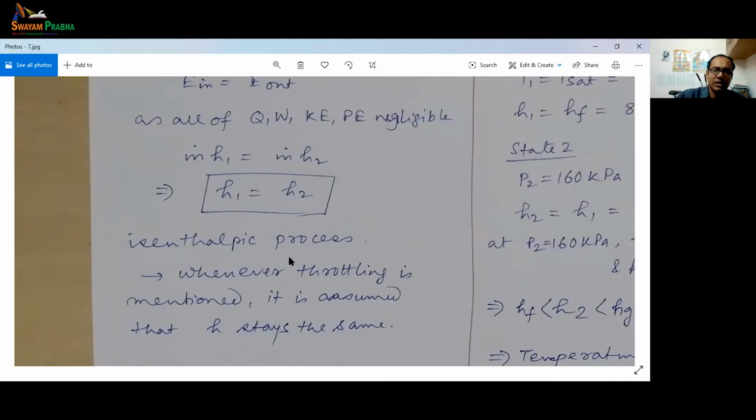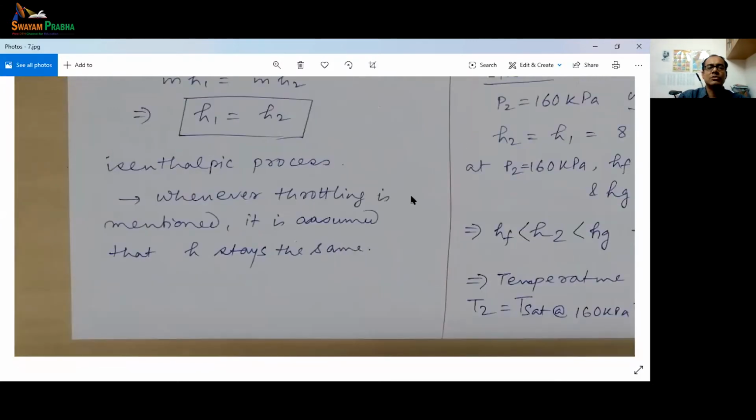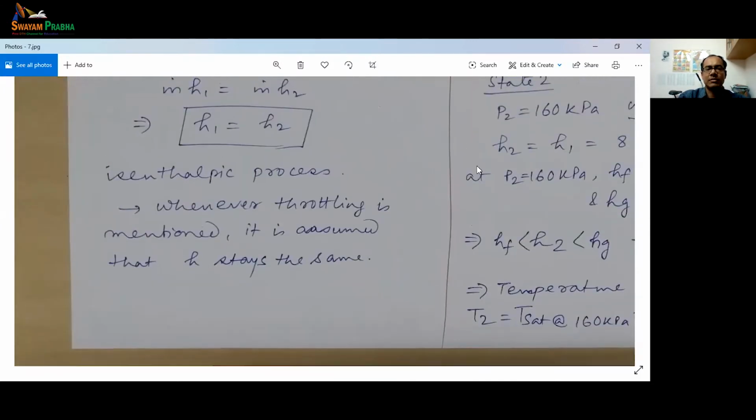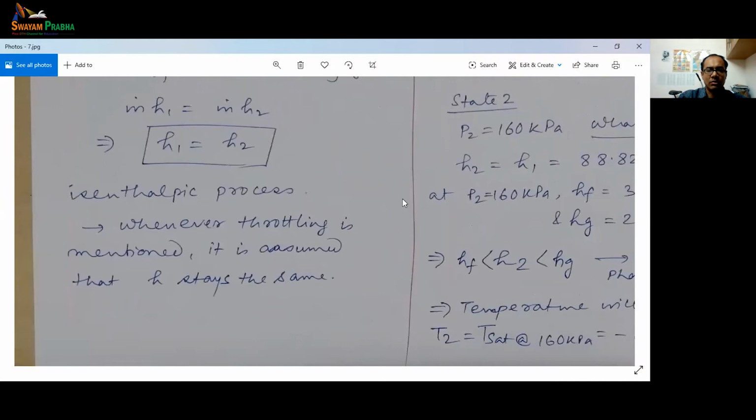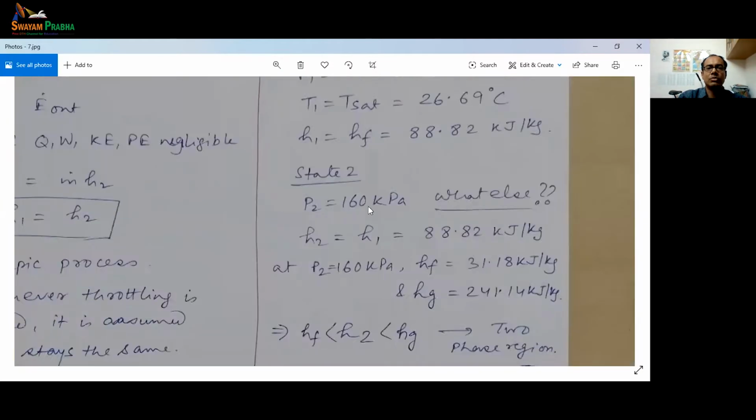Okay, it is often called an isenthalpic process because enthalpy remains constant, just like isobaric means pressure remains constant and isothermal means temperature remains constant. So throttling is an isenthalpic process. Whenever throttling is mentioned, it is assumed that H stays the same. So please remember this. You will need it on many other occasions during the course of thermodynamics.